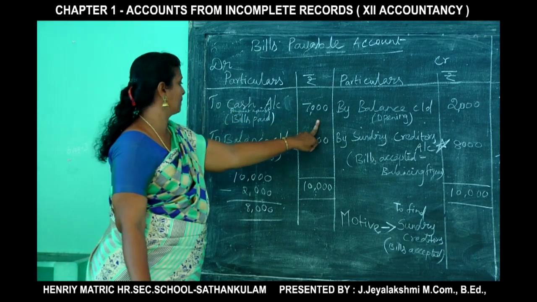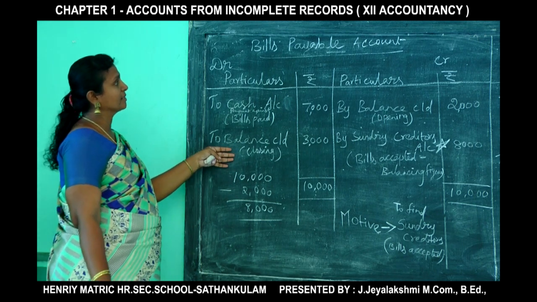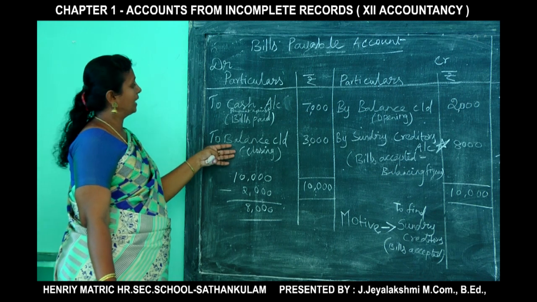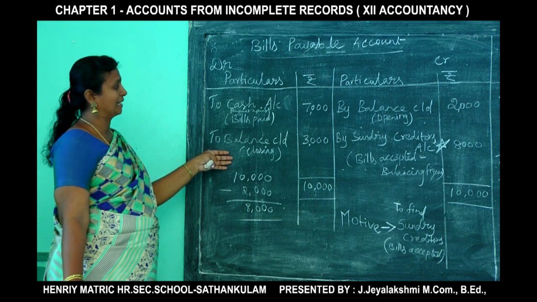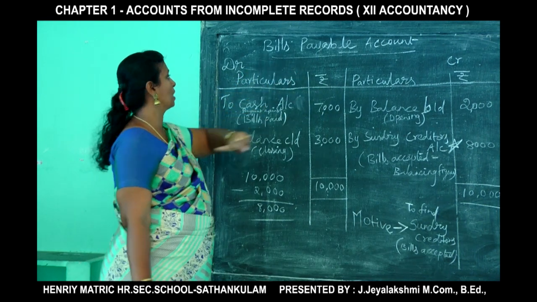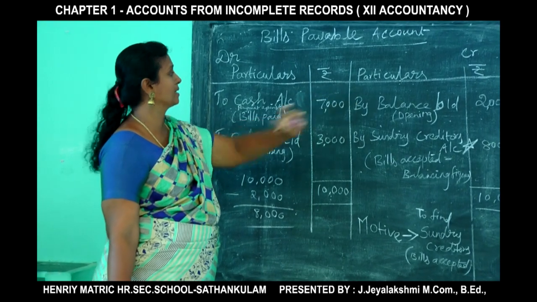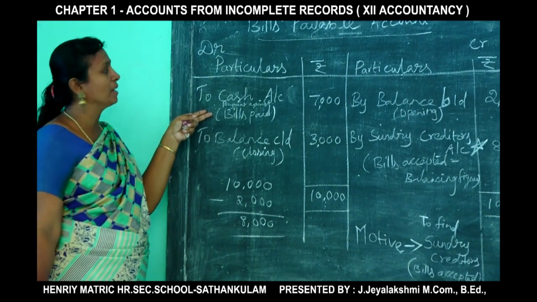How much? 7,000. Then we are writing the closing balance. Here, see, in the bills receivable account, we should write on the debit side the closing balance carried out. Okay, now we are next going to prepare the bills payable account. Debtor, creditor, we have to write the particulars and amount.